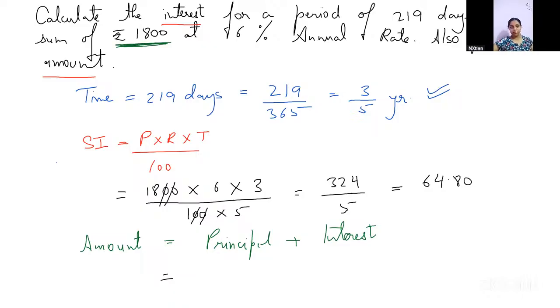1,800 is your principal. Why? For a period of 219 days on a sum of 1,800. When you are given a sum in your question, that is your principal. That big number that is there is your principal. You will have a time period like days or years. You will have a rate which will be in percent, and you'll be given a big number in rupees. That number is your principal. 1,800 is your principal. Now tell me what is your interest?